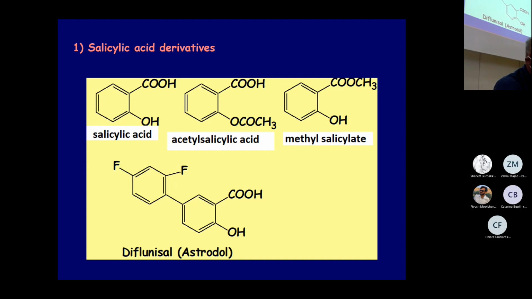But the most interesting compound is acetylsalicylic acid. Also this compound is characterized by an ester function, but in this case, the ester function is on the OH group and not on the carboxylic group. Acetylsalicylic acid is a milestone compound of this class.